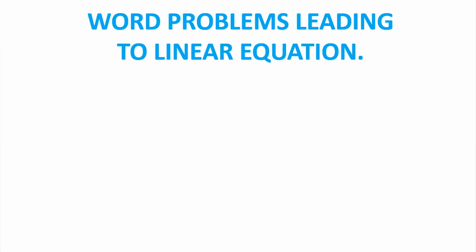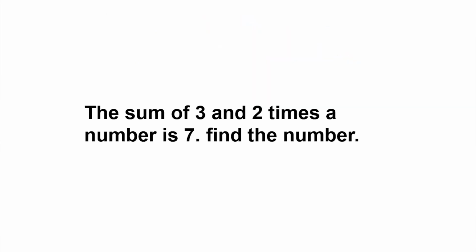Word problems leading to linear equation. As the name implies, equation on a straight line means linear equation. Linear here is not our major focus. Our major focus here is going to be quadratic, but let us see one sample on linear. The sum of 3 and 2 times a number is 7. Find the number.